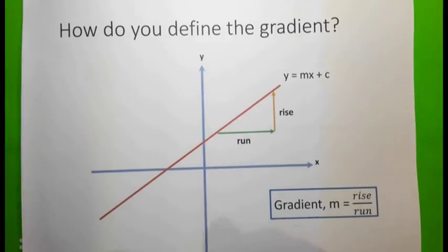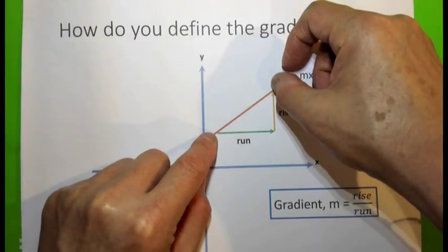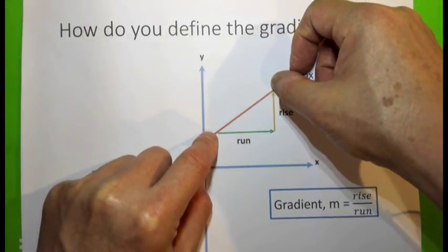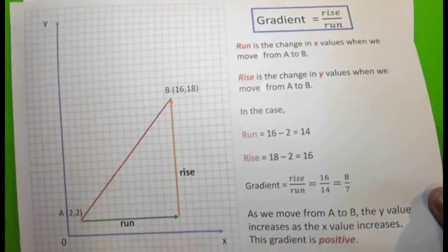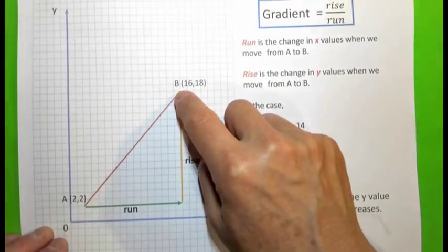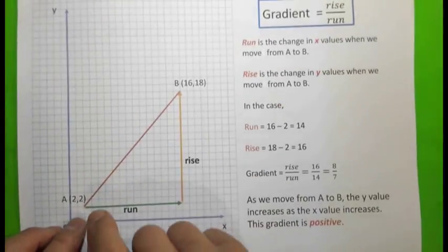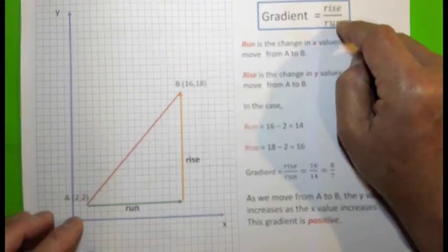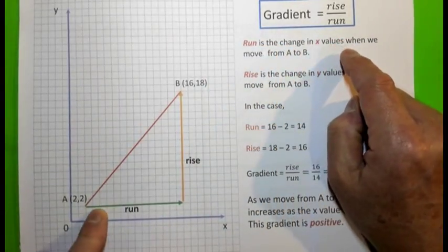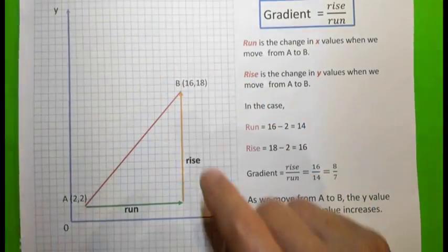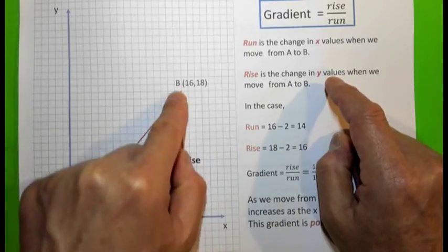The gradient of the line can be defined as the rise over the run over a certain interval. Now, what is the interval and how do we define rise over run? Let's have a look at a situation where we have a straight line with point A and point B. We know that the gradient of this line is the rise over run, and the run can be defined as the change in the x values when we move from A to B, and rise is the change in y values when we move from A to B.